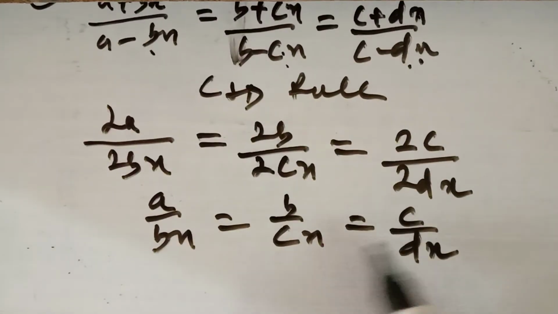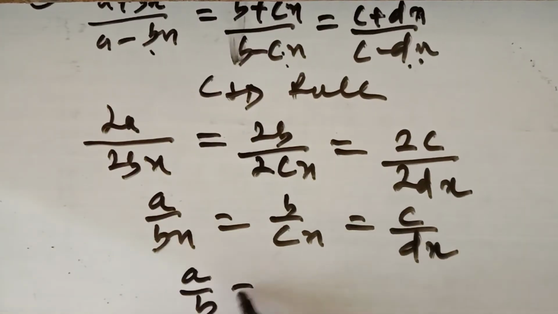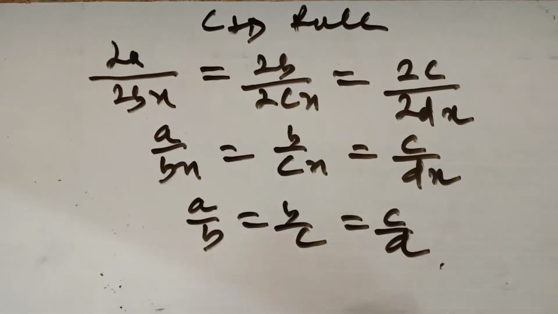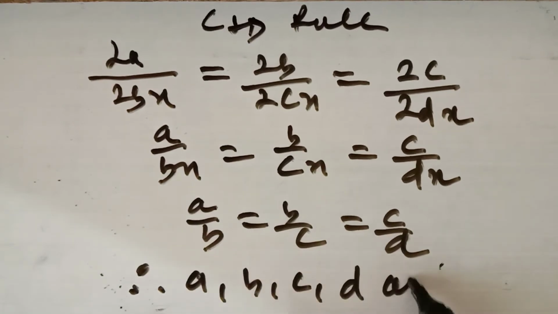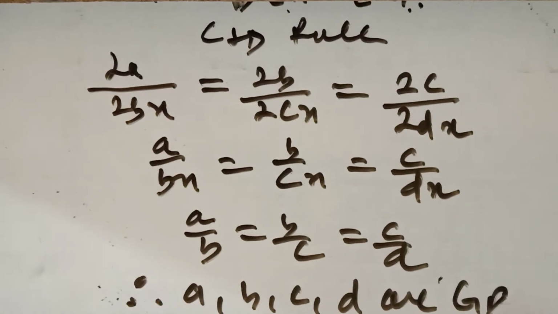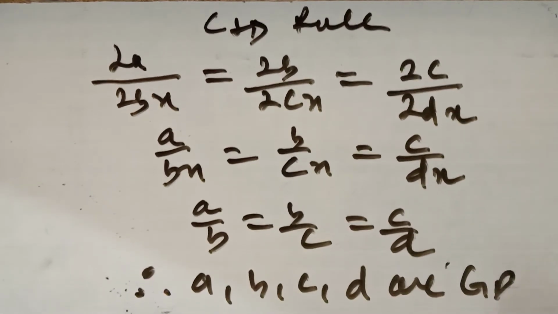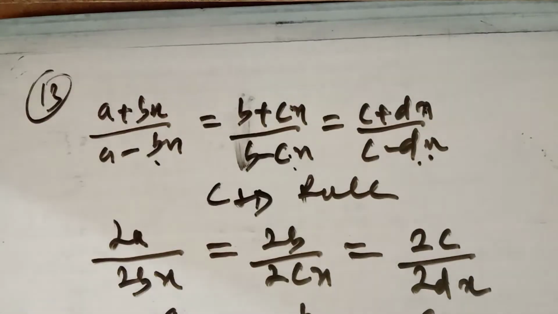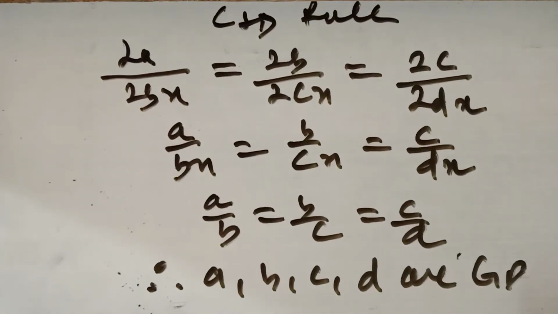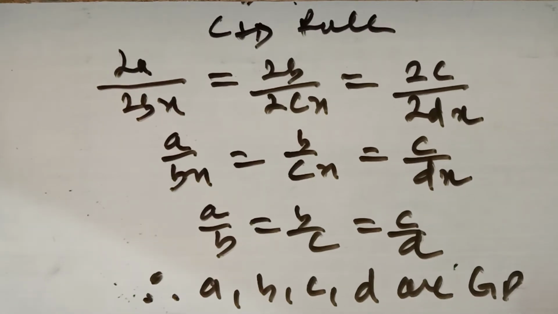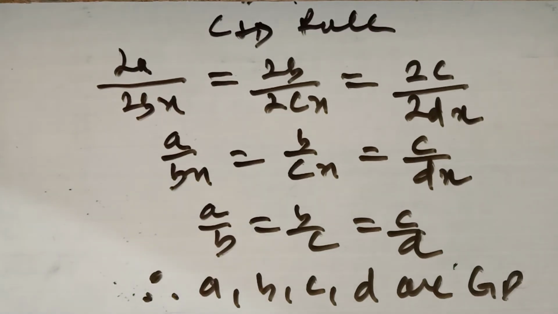And if you multiply all the ratios by x, you will get a upon b, b upon c, c upon d. When the ratios are equal, it means therefore a, b, c, d are in GP. When the ratios are equal, then these numbers are in GP. So like this. Question number 13 it is. You have a look at it. You can see this question by repeating it 2 to 3 times. You will get a good command of this question.